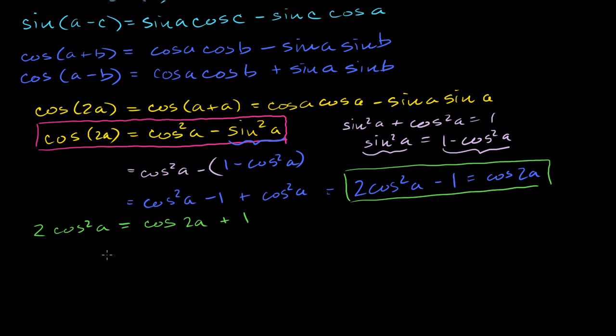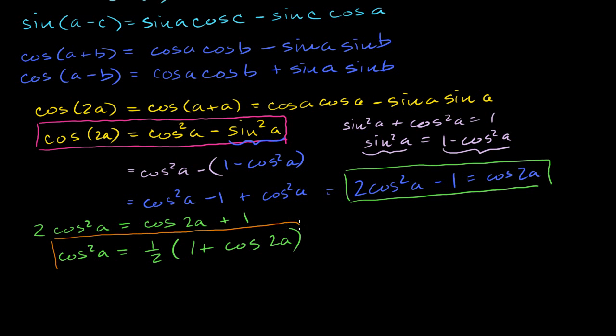And if we divide both sides of this by 2, we get the cosine squared of a is equal to 1/2, and we could rearrange these, I mean, just to do it, times 1 plus the cosine of 2a. And we're done. And we have another identity, cosine squared of a. Sometimes it's called the power reduction identity, right there.